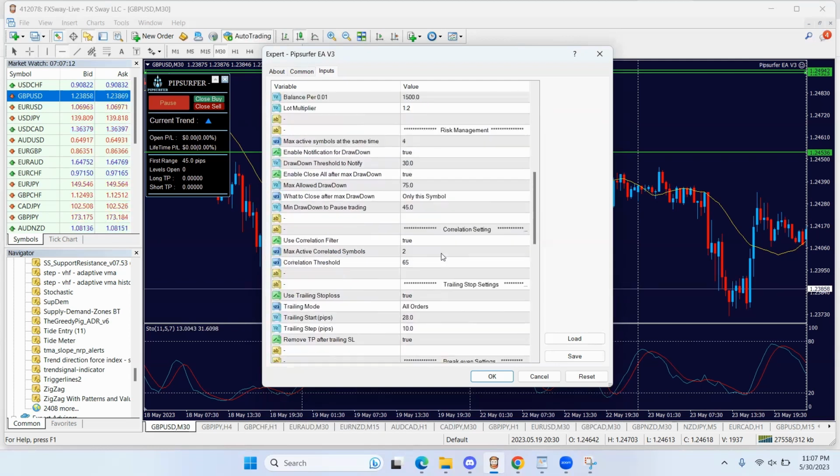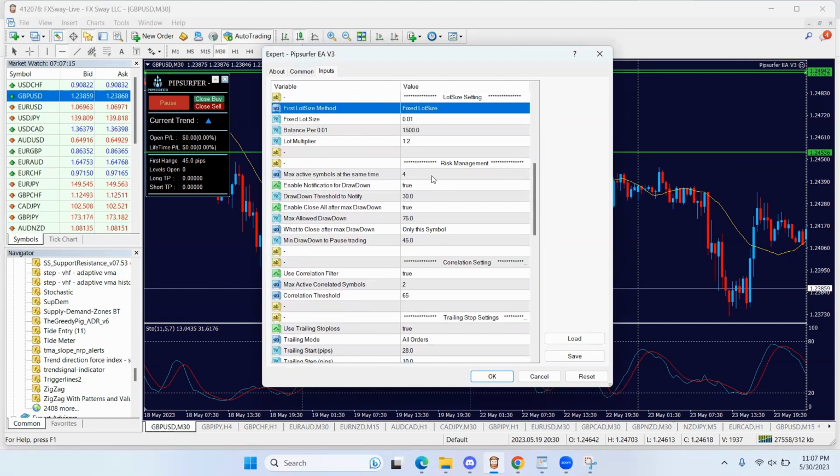Risk management. Max active signals at one time means that Pipsurfer is not going to open more than 4 pairs on an account with this symbol. We're on GBP USD currently. Let's say 4 other trades are happening within your account, and Pipsurfer sees an opportunity on GBP USD. If there are 4 pairs being traded already on your account, it's not going to open a trade. That's a way of making sure that you don't get in too many trades at once.